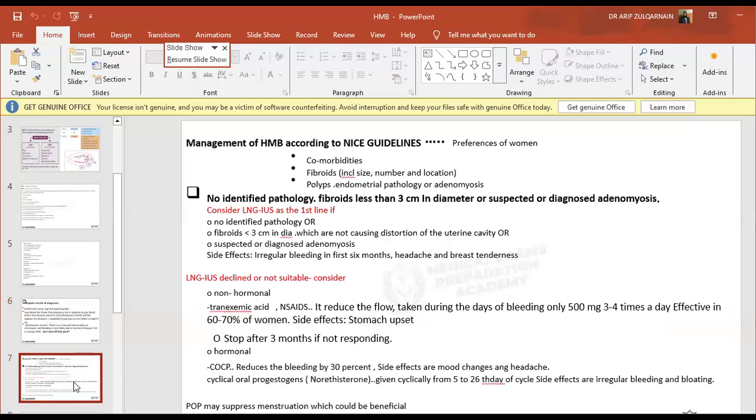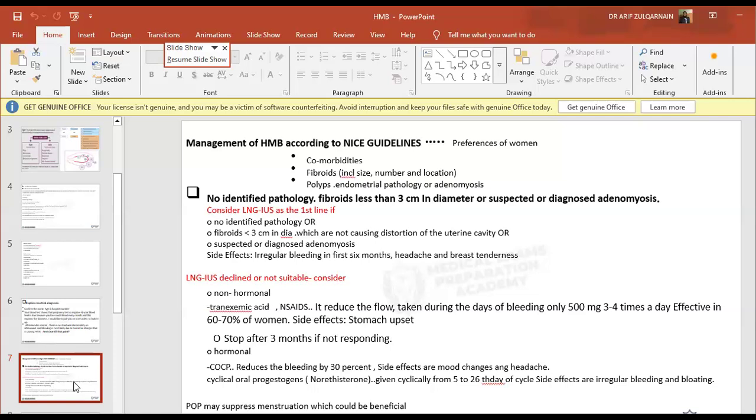Okay. Then what are the management options? These management options I will explain to you according to the NICE guidelines, and you can fit all these options according to the given scenario. So the management of heavy menstrual bleeding in every woman will depend on the preferences of the woman, whether she is having any comorbidities, is she having any fibroids or not, and what's the size of the fibroids, what are the numbers of fibroids, and what's the location of the fibroid. Is she having any polyp or not? Along with this, any endometrial pathology or adenomyosis.